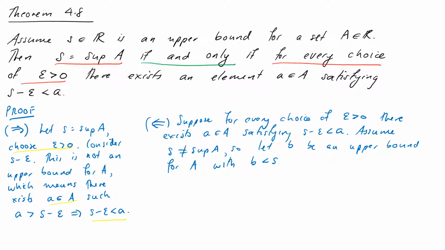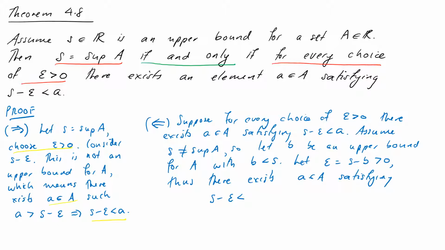Okay, we're now going to find our contradiction by making a particular choice of epsilon, which is going to lead to a violation of something. So I'm going to choose my epsilon to be S minus B. Okay, we're assuming that B is an upper bound which is less than S, so epsilon is a number that's greater than 0, and thus from our hypothesis here, there exists an A satisfying S minus epsilon is less than A. Now S minus epsilon here is just going to be, well, epsilon is S minus B, so S minus epsilon is going to be B, so that implies that B is less than A.